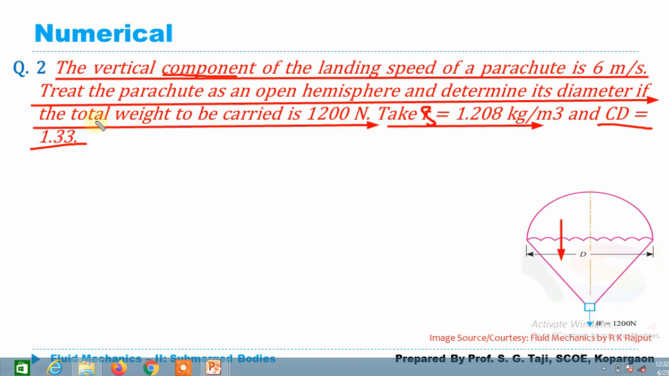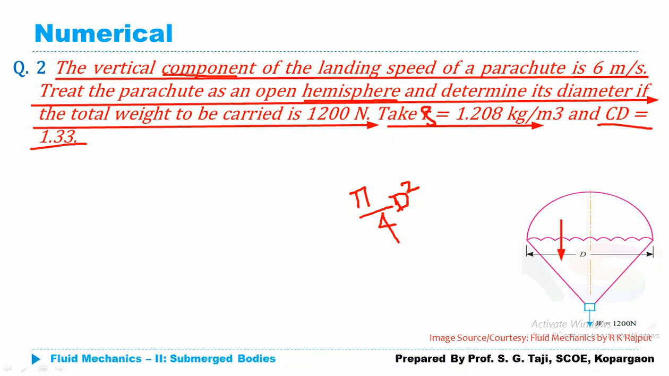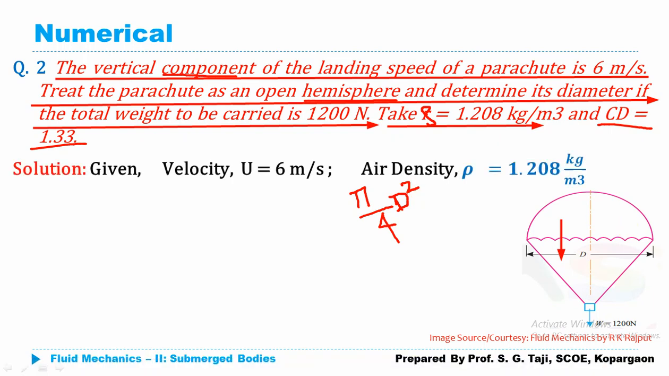We are going to treat the parachute as a hemisphere, and we need to calculate its diameter. Whenever we consider the parachute as a hemisphere, the area will be given by pi by 4 multiplied by d square. I am going to use this equation and replace this value of the area in the drag equation, so I will get the value of the diameter.